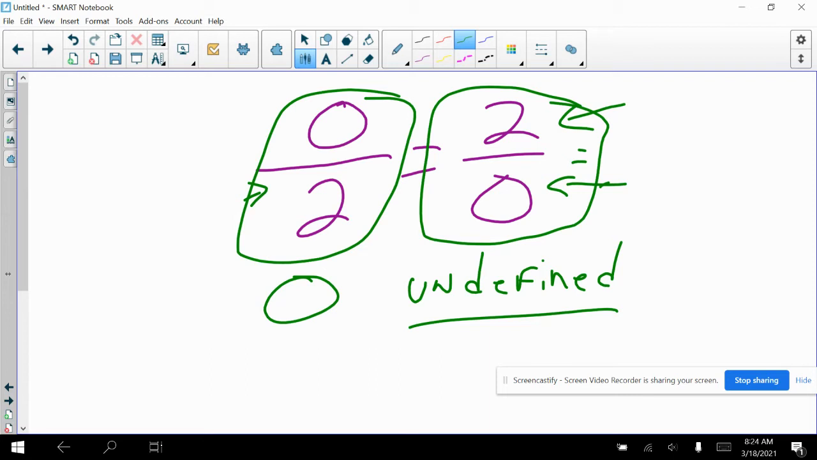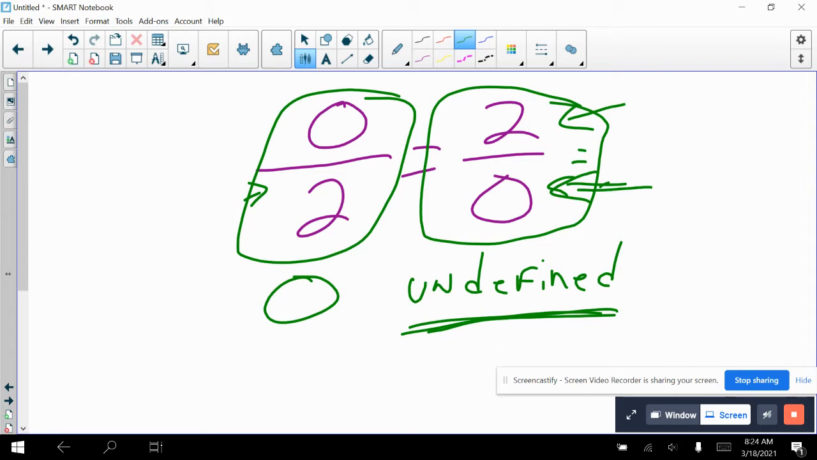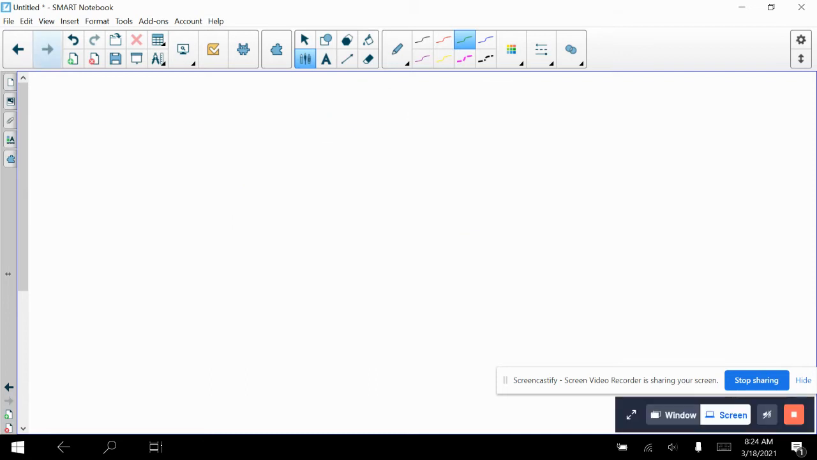Okay, so real simple. The question might say, take 2 pieces of pizza. How do you take 2 pieces of pizza when you don't have any? How do you take 2 pieces when you don't have any? You don't. Hence, it's undefined. You can't do anything when your denominator is a 0. It's undefined in mathematics. Moving on.